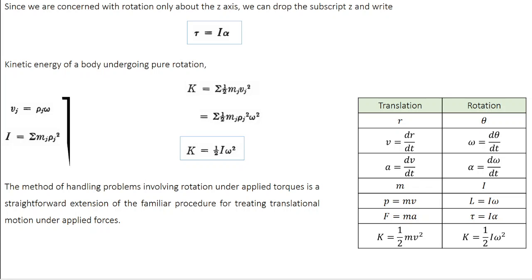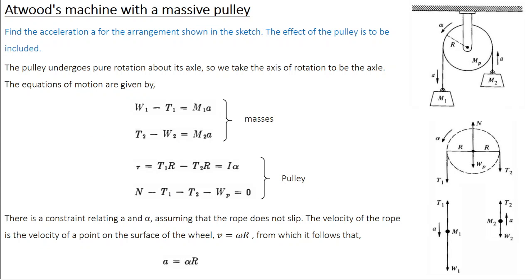I can illustrate this with a practical example: an Atwood machine with a massive pulley. So this is an Atwood machine. There is a central pulley and there are two masses m1 and m2. If m1 is greater than m2, m1 is going to come down and m2 is going to go up. Since these two are connected, the acceleration is the same, just that the direction of acceleration is downwards on the m1 side and upwards on the m2 side.